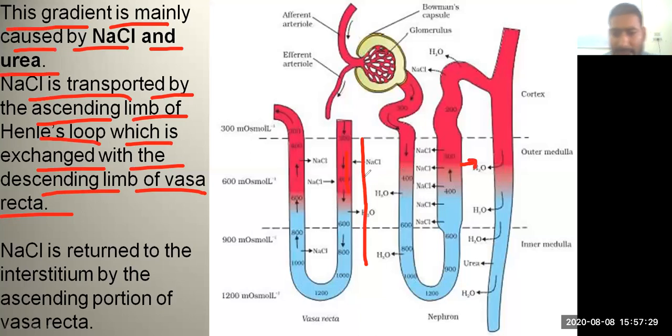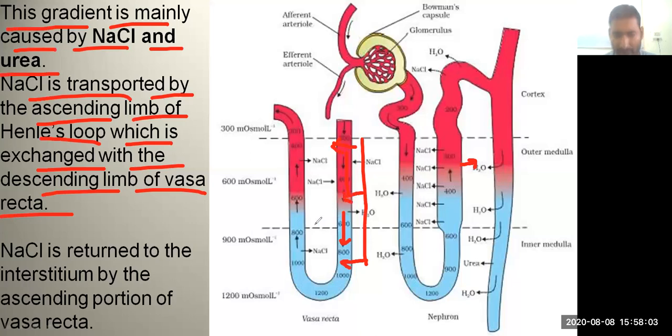These NaCl molecules, you will see here these NaCl molecules, where will they enter? They will enter into the Vasa recta, and when they enter into the Vasa recta, what will happen? The concentration of the filtrate, you can say blood, in the Vasa recta increases. Okay, so the concentration of blood in the Vasa recta is increasing. Why? Because NaCl, sodium chloride molecules, are entering inside the Vasa recta.